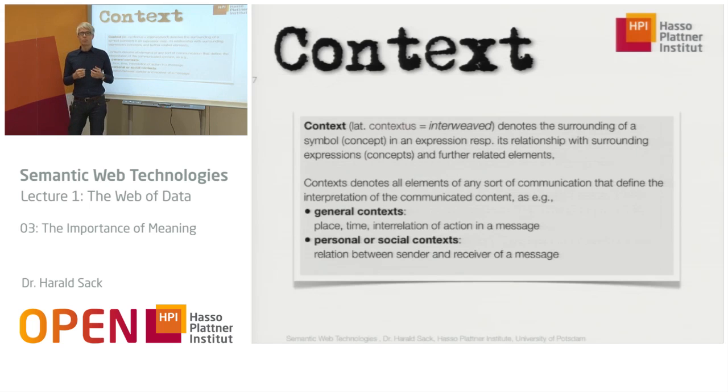So for example, we have the general context. It means the place and the time where the communication takes place and the interrelation of actions in a message. And on the other hand, there is the personal or social context. It means the relation between the sender and the receiver of the message. And of course, these relations determine how the information has to be interpreted, how the semantics really is in the end.